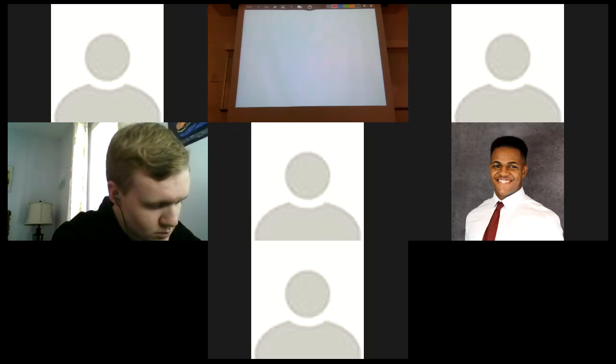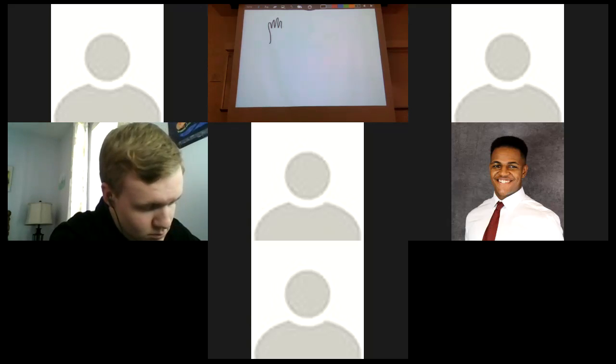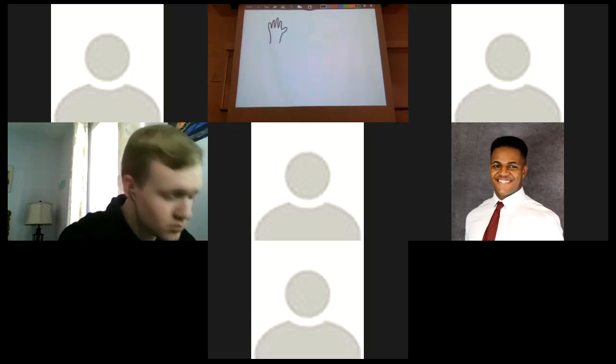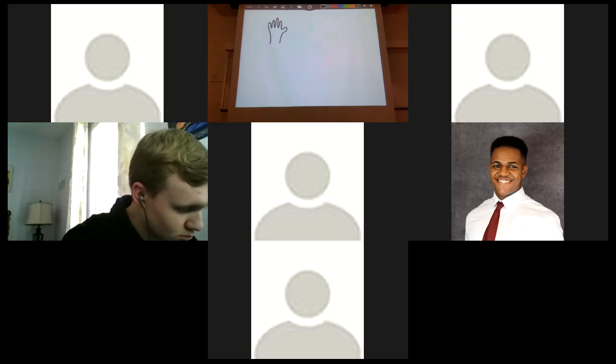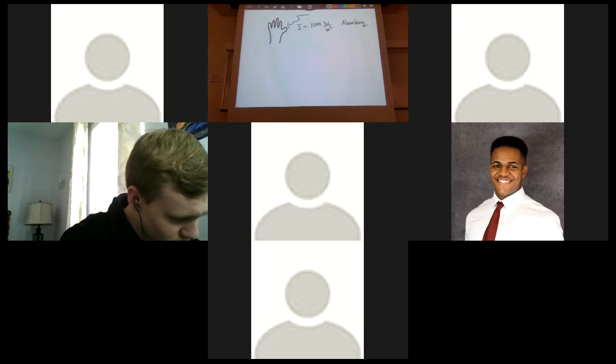So let me draw my beautiful hand. There's a finger, a finger, a finger, and a finger, and a thumb. There we go. Not my worst drawing ever, so not too bad. So I got light coming in. This has an intensity equal to 1,000 watts per meter squared. Now, for this purpose, I'm going to pretend that I am absorbing. Even though I'm so white, I'm actually reflecting, but let's pretend.